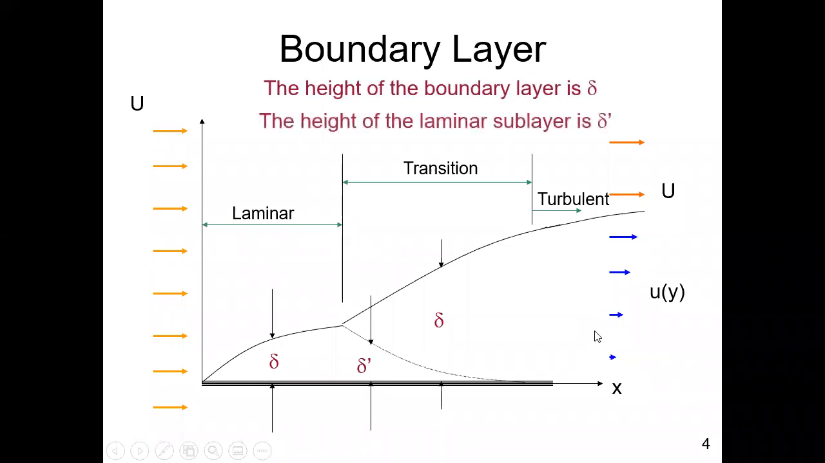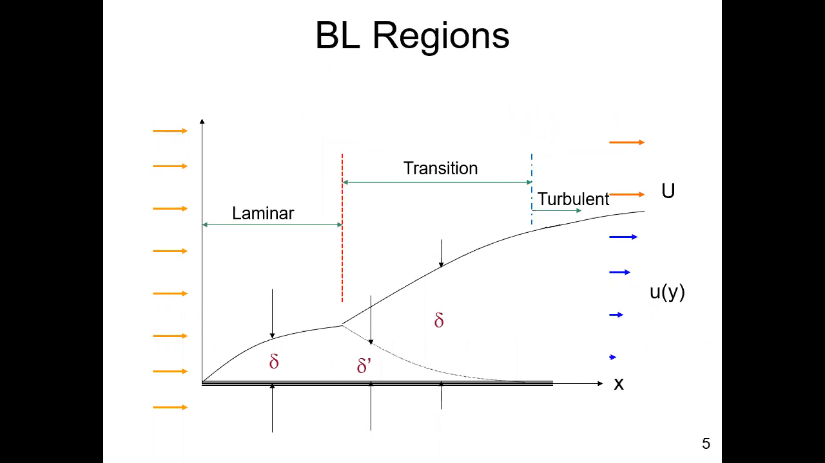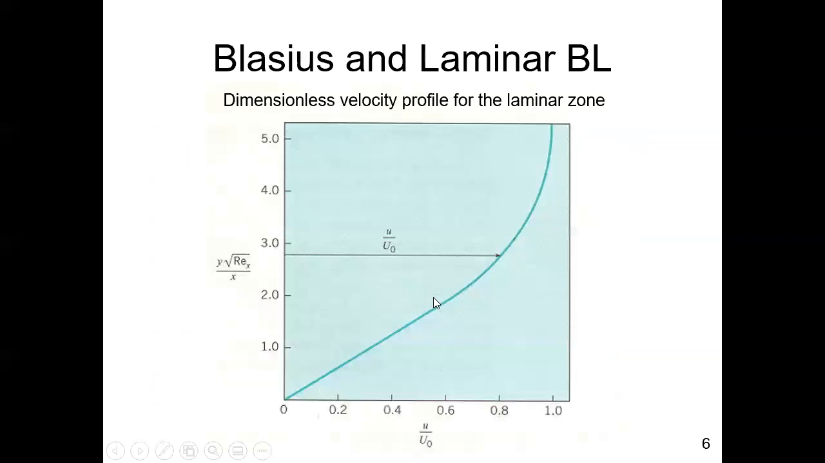So again, the height of the boundary layer is delta, and the sublayer, the laminar sublayer in the transition zone, is delta prime. And for the boundary layer regions, the laminar region exists up to a boundary Reynolds number of 500,000. And again, this is a smooth plate. We'll talk about what happens when it's roughened. And the transition to turbulent boundary occurs at a boundary Reynolds number of 10 to the 7.